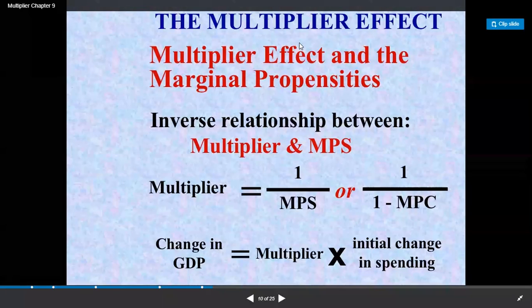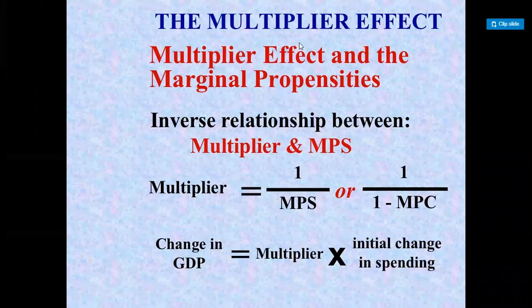So students, let us discuss the multipliers and their effects. Multiplier effect: the relationship between the marginal propensity to save and the multiplier. We can discuss here the inverse relationship between the multiplier and MPS. Multiplier equals 1 upon MPS, or you can say 1 upon 1 minus MPC. Change in GDP equals multiplier into initial change in spending.